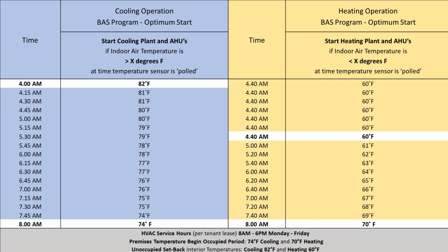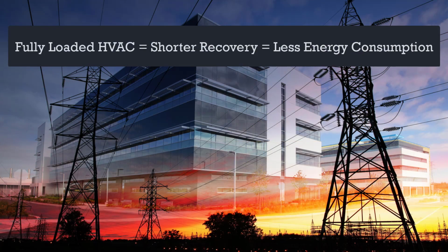As we approach the optimum start period, the BAS will poll a designated indoor temperature zone sensor, let's say every 20 minutes, starting at 4:40 a.m. At 4:40 a.m., if indoor temperature is less than 60 degrees, the central heating plant will start to heat the building. If the indoor temperature is greater than 60 degrees, the plant will stand by, ready to start when needed.